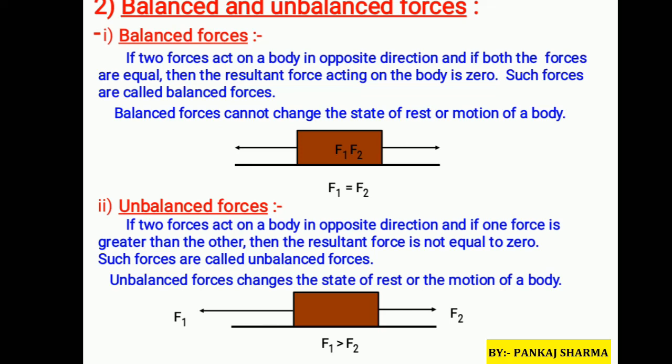Number 2, unbalanced forces. If two forces act on a body in opposite directions and one force is greater than the other, then the resultant force is not equal to zero. Such forces are called unbalanced forces. Unbalanced forces change the state of rest or motion of a body. Here in the example, F1 is greater than F2, so there is a possibility of the body shifting in the direction of F1. Now we have some examples.